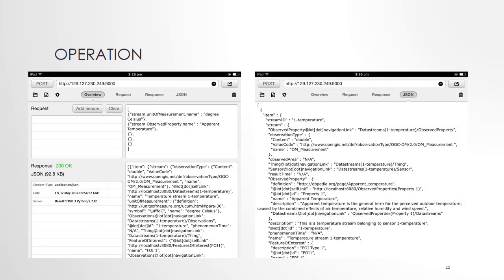These are screens captured from the client application. The query for sensors that capture apparent temperature in Celsius is written as a JSON document. The information of the matching sensor is also presented and returned as a JSON document.